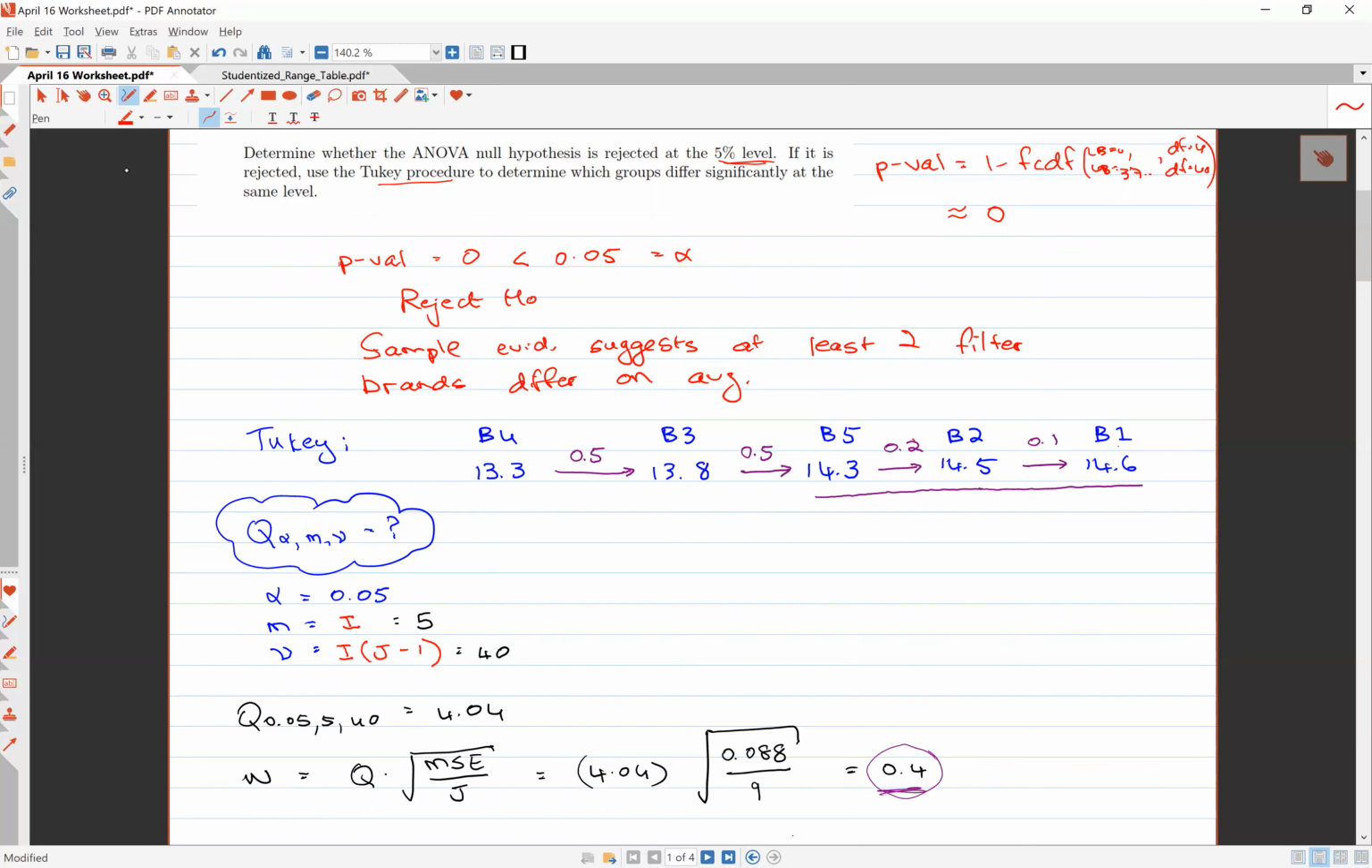So what this tells us in summary is that there's no evidence that brands 1, 2, and 5 differ from one another. They're all close enough together that we don't see a difference. But brand 4 is pretty distinct, brand 3 is pretty distinct, and those are also distinct from the group. So I can, in this case, at least almost create groupings, right?